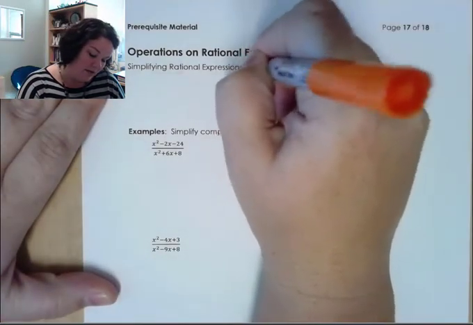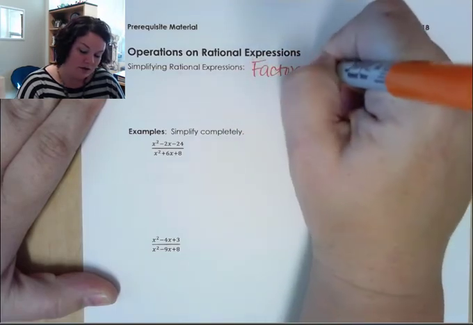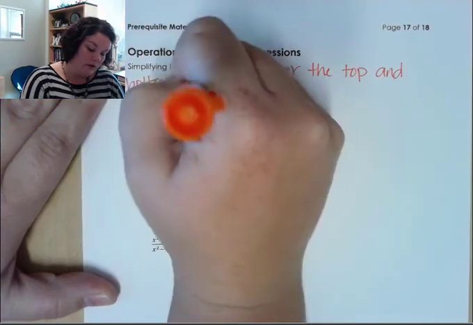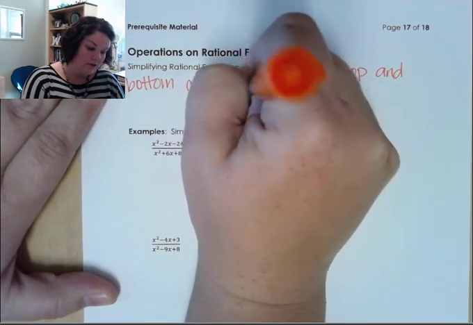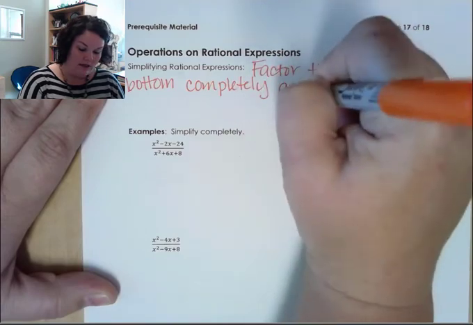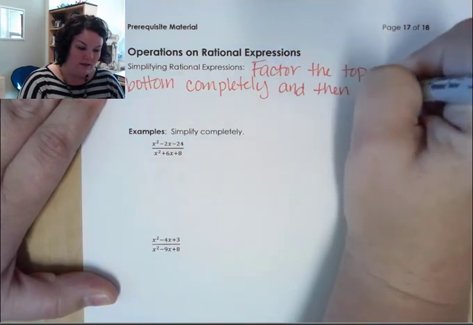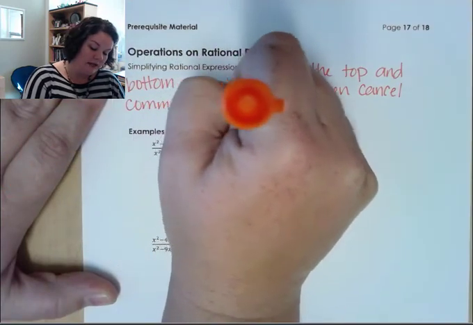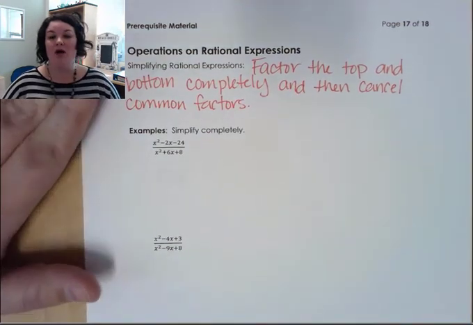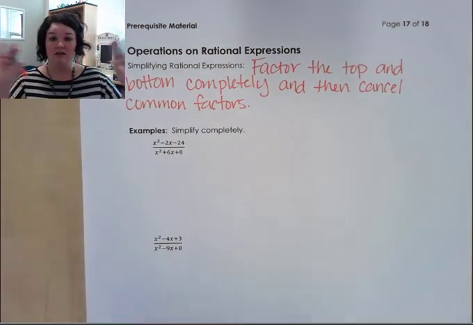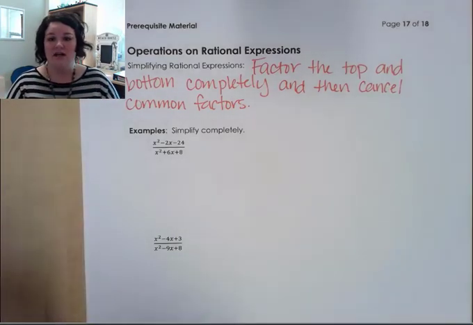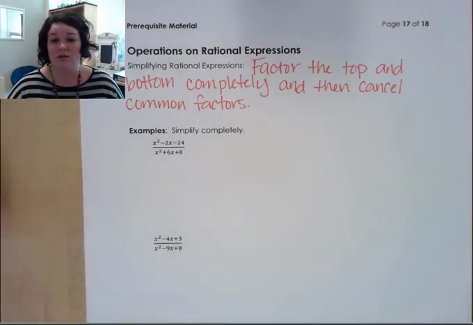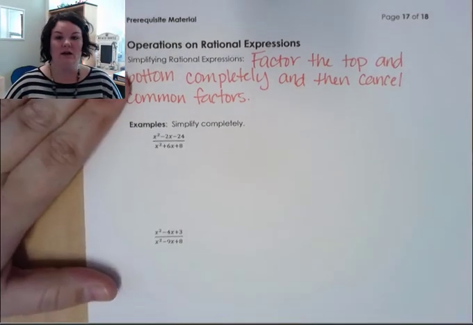So I'm going to go ahead and write up here, we are going to factor the top and bottom completely. And then cancel common factors. Factor the top and bottom completely. Okay, so it's all factored in the numerator, all factored in the denominator. And then if we have common factors on top and bottom, then we can just cancel or reduce those common factors away. Okay, so let's go ahead and look at a couple examples.